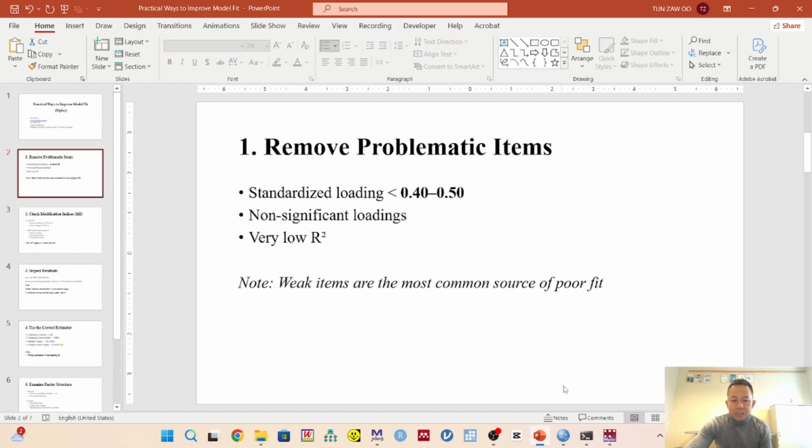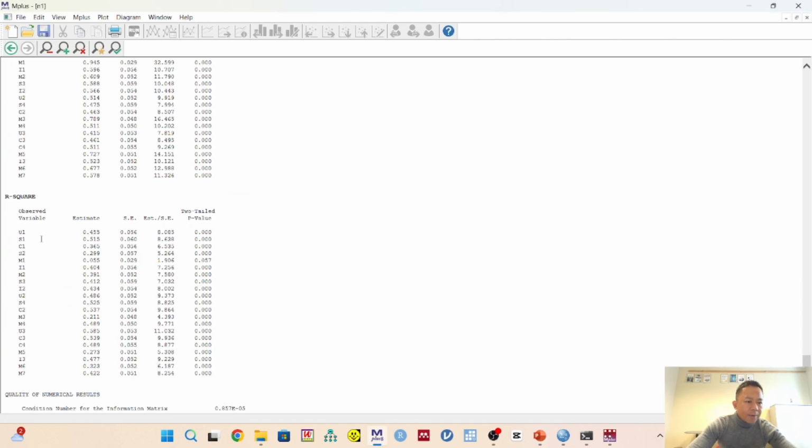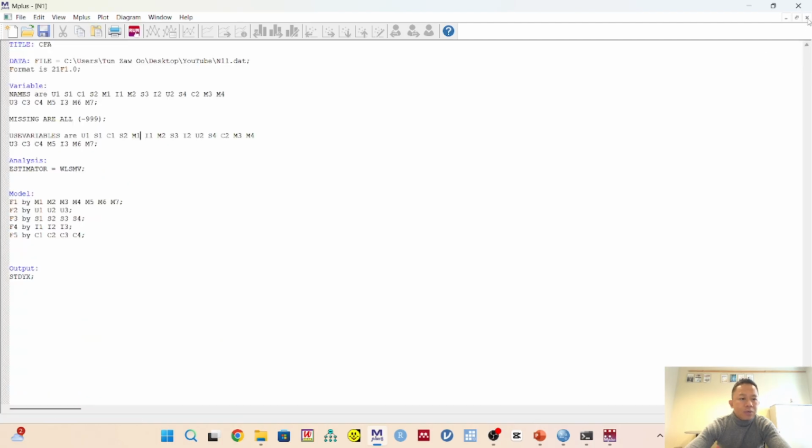Let us check the R square. How are the R square values? Let us check it out. R square here, M1 is very low and also not significant. It means this M1 is really a problem. That's why we are trying to remove it. We added it, but we will remove it. I will save it and run again.